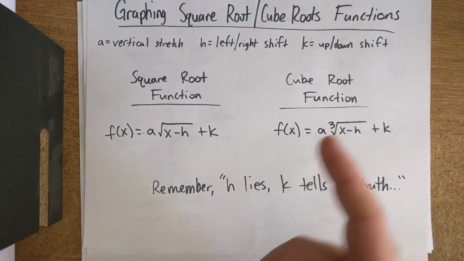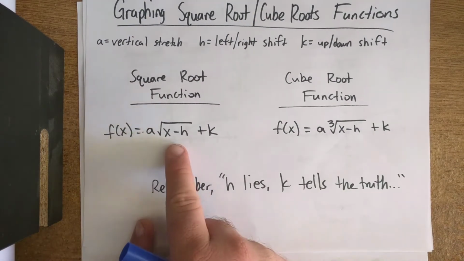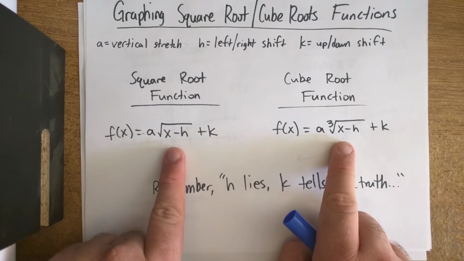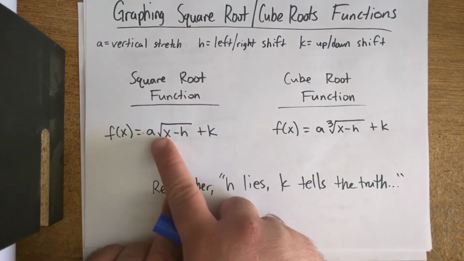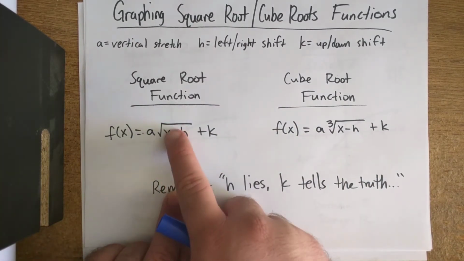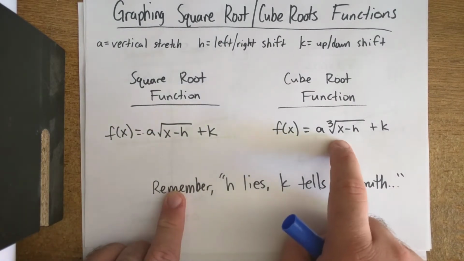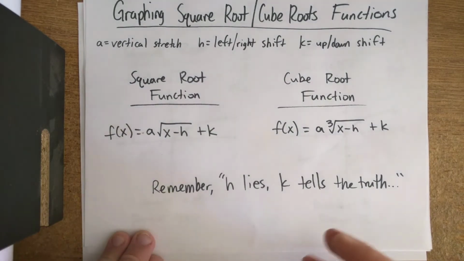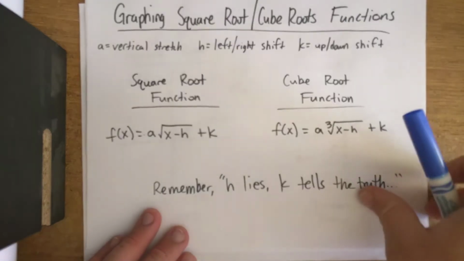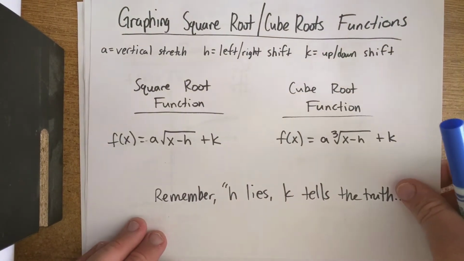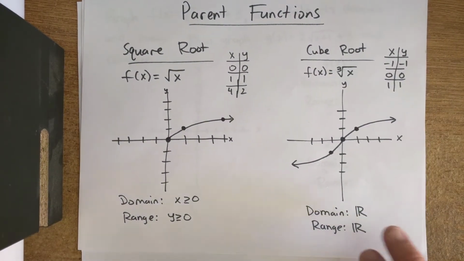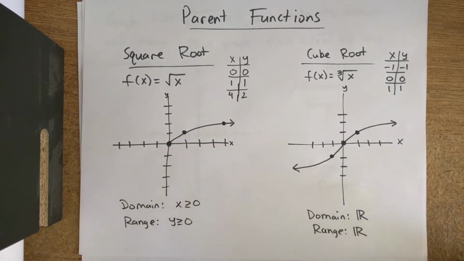So now we're going to be looking at 2 types of functions, the square root function and the cube root function. Essentially, the only difference between these 2 functions is what the root is. Here is the square root, which we know the root is 2. And here the root is 3, and that's what makes it a cube root function. And then I just told you, remember that H lies and K tells the truth, our little trick to doing this. Go ahead and take a moment to pause the video again and copy this down, and I'll explain this to you as well.